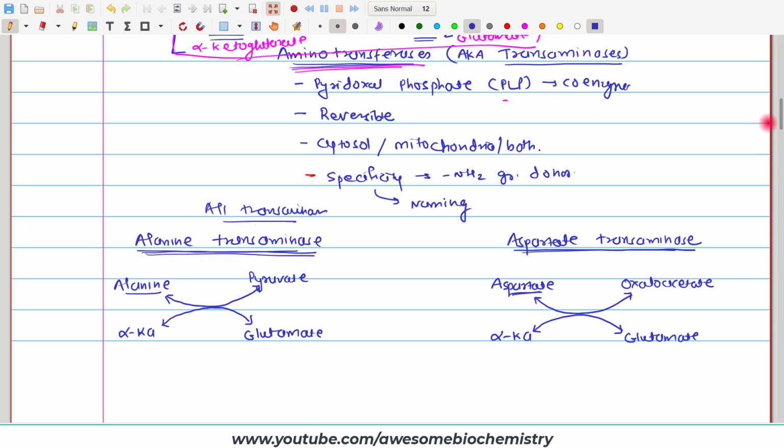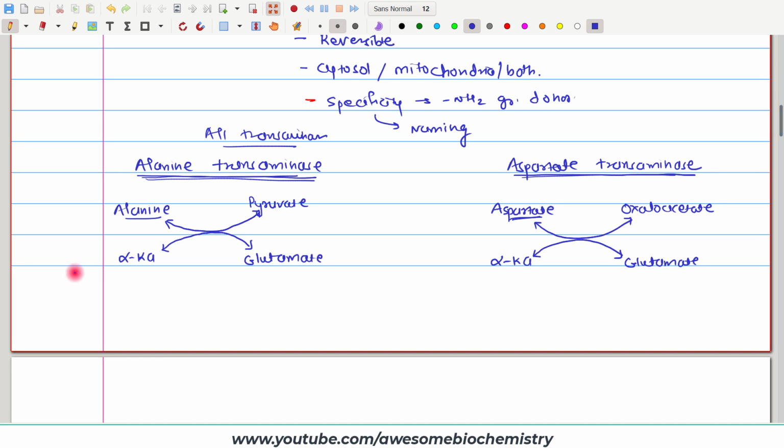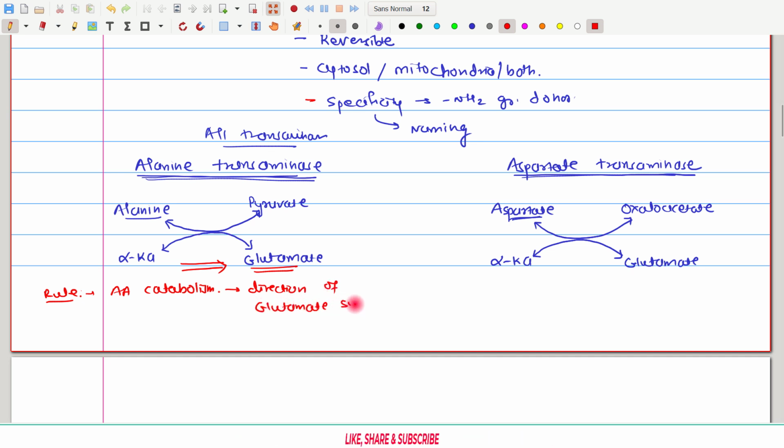along with this alanine transaminase, whenever amino acid catabolism occurs, this is the rule for the transaminases: whenever amino acid catabolism occurs, this transamination reaction works in the direction of glutamate synthesis. But there is one exception to this rule, and that exception applies to this aspartate transaminase.